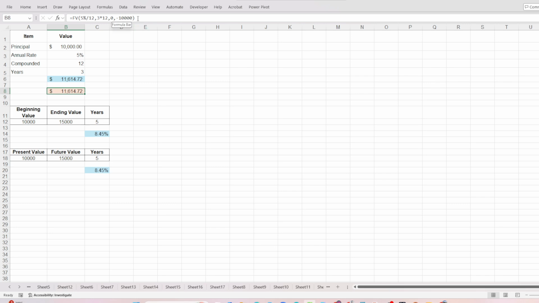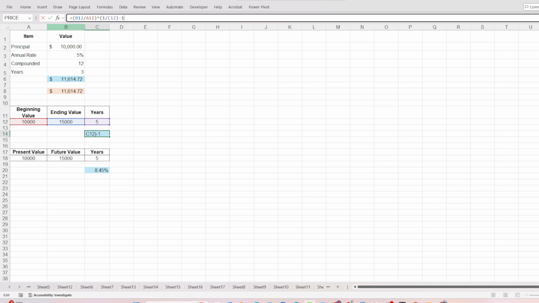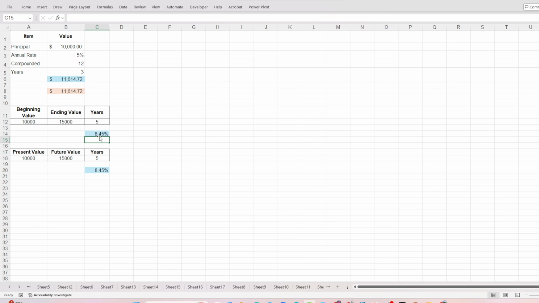Next, let's calculate the compound annual growth rate, also called CAGR. Suppose a beginning value of 10,000 grows to 15,000 over 5 years. In Excel, use the formula =(B2/A2)^(1/C2)-1. The result is 8.45%. This tells you the steady annual compound growth rate required to grow from the starting amount to the ending amount over that time.